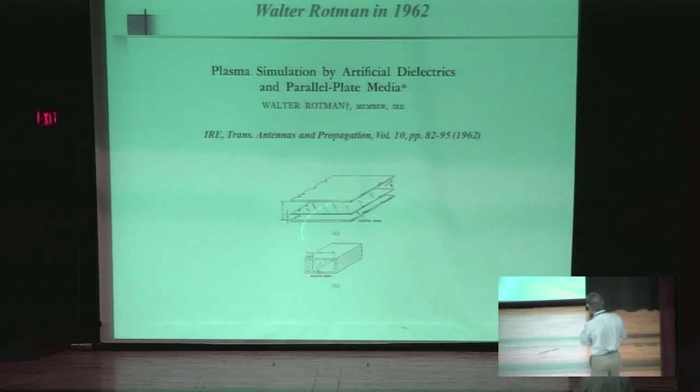And in fact, this is the picture from his paper, and he actually had to put a resistive sheet over here to bring a little bit of loss into that Drude model, so to say.